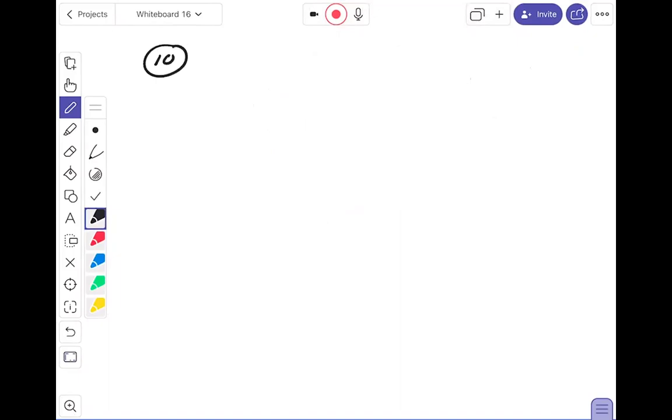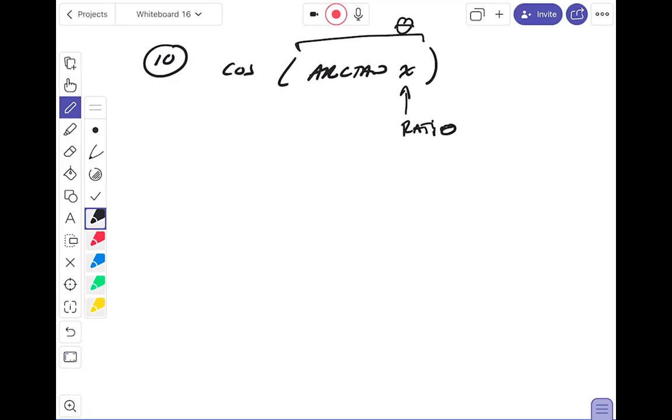And what's number 10 say? Cosine of the arctangent of x. Again, I want to point out over here, the x is actually a ratio. All right, it's a ratio. And the arctan of x, this whole thing over here, would be some angle theta. So really what they're asking is a cosine of that theta. So the first thing I want to do is the invertible region of the arctan function. That looks like this over here.